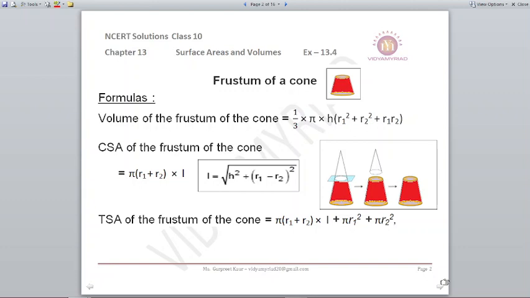Now there will be a TSA of the frustum. What is TSA? TSA will be the CSA plus the top and the bottom. So CSA is pi into (r1 plus r2) into L, plus pi r1 square plus pi r2 square. That is the area of the circle, pi r square. Using that, we will be finding out various things about the frustum of the cone.